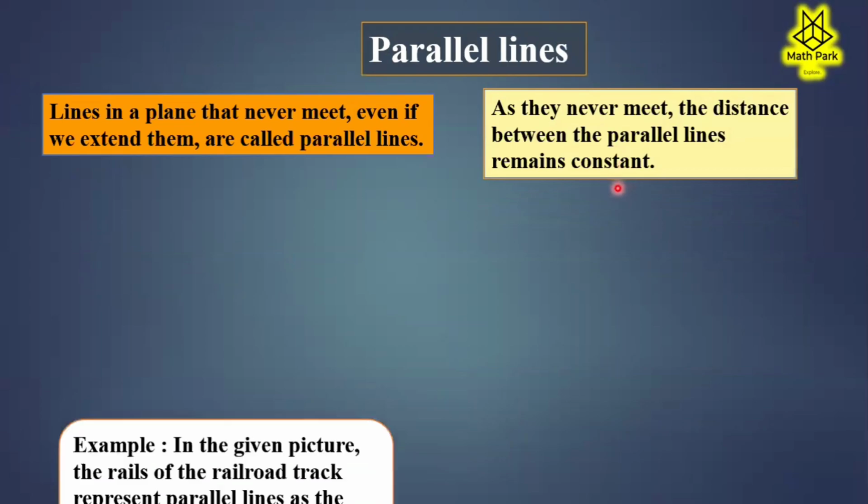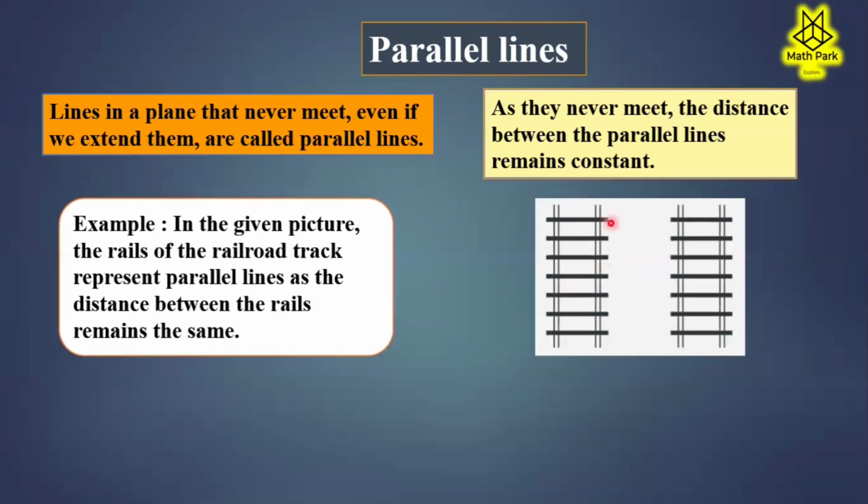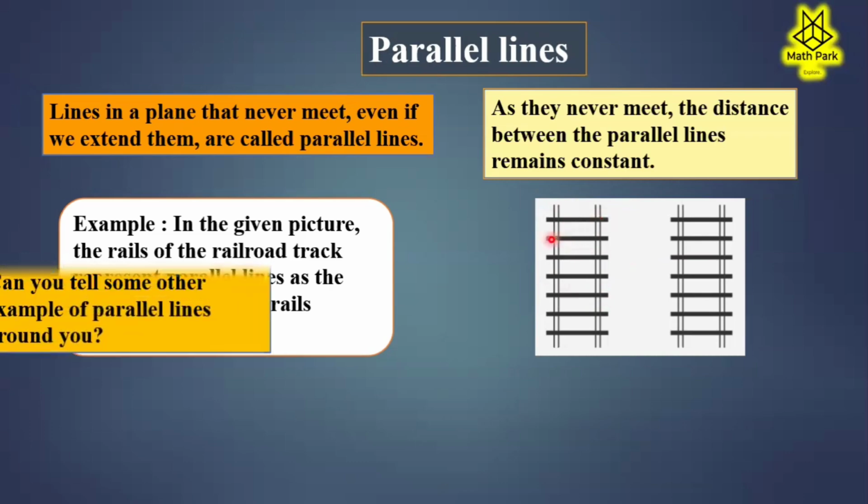Now, in this given picture, the rail tracks represent the parallel lines as the distance between them remains the same. This is the distance between them which always remains the same.